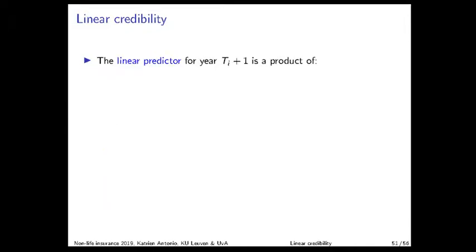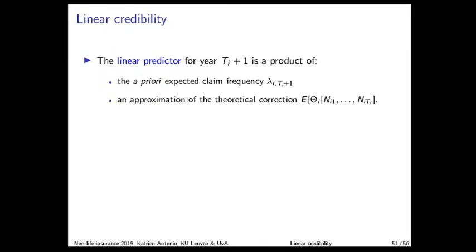It now becomes clear that in the linear credibility setting with a Poisson assumption for the reported number of claims, the linear predictor for the a posteriori claim frequency in year T_i plus 1 is a product of the a priori expected claim frequency, lambda_{i,T_i+1}, and an approximation of the theoretical correction, which is the expected value, the posterior expectation of the random risk variable theta_i given the past claim history of policyholder i.